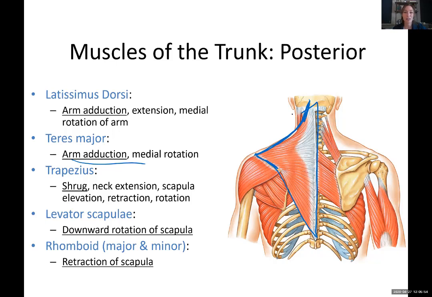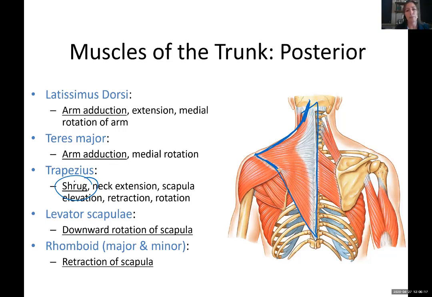Because of its wide range, it does a lot of different things. So I try to pick the underlined ones, or just the main ones that you maybe want to stick to. That way you're not trying to memorize so many things. So the trapezius will shrug. It's going to lift your shoulders up, or elevate the shoulder.